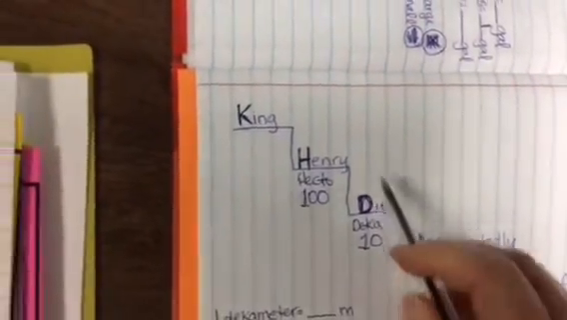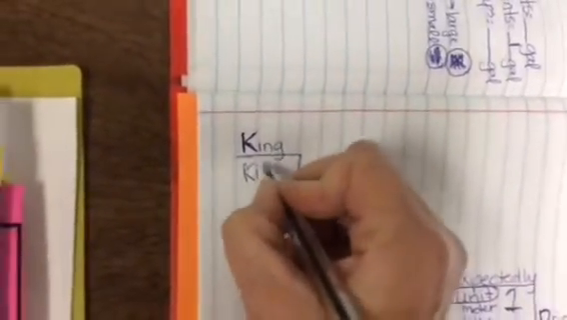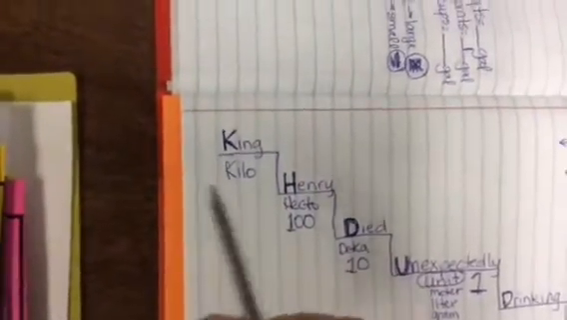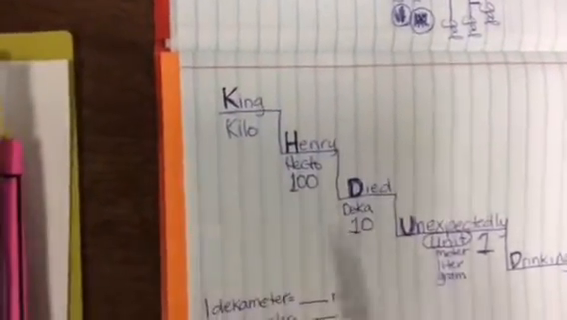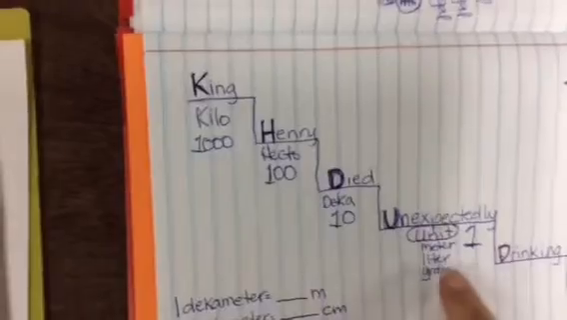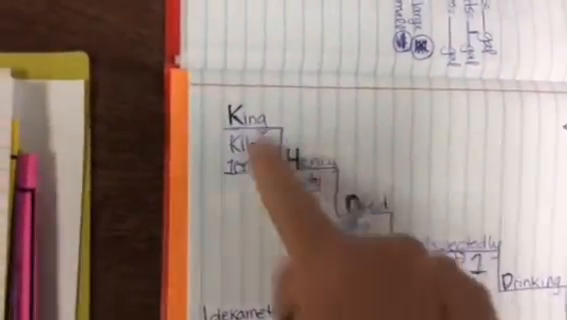So 10, 100. So the K stands for kilo. And you could have a kilometer, which sometimes we say kilometer, kiloliter, kilogram. And yes, it means 1,000. There are 1,000 meters in 1 kilometer. These are the big ones, going bigger.